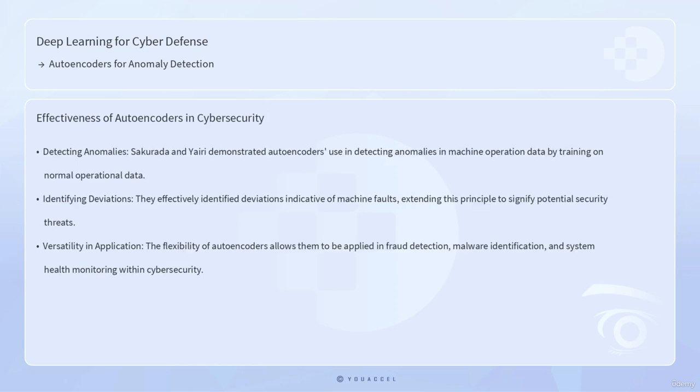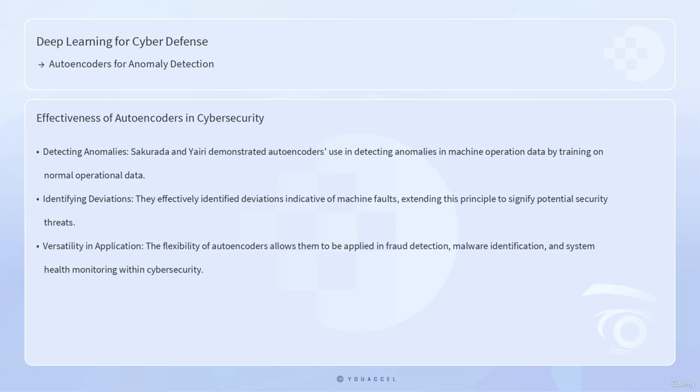A notable example of autoencoders' effectiveness is illustrated by Sakurada and Yairi, who demonstrated their use in detecting anomalies in machine operation data. By training an autoencoder on normal operational data, they were able to effectively identify deviations indicative of machine faults.